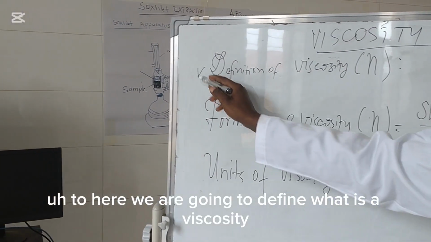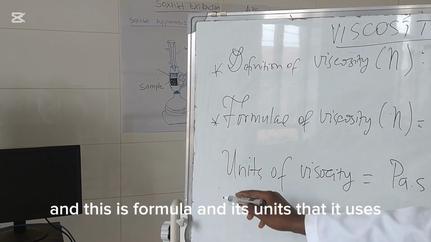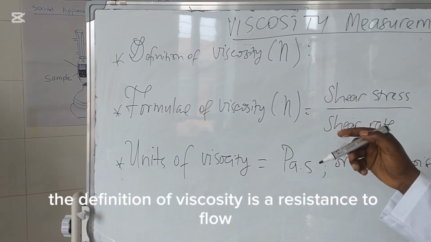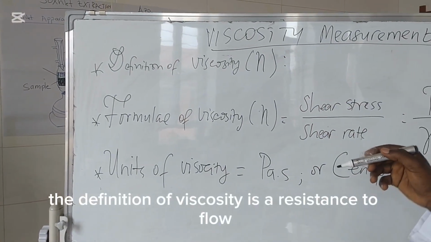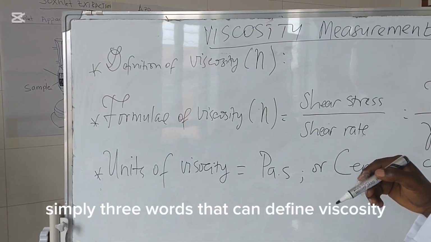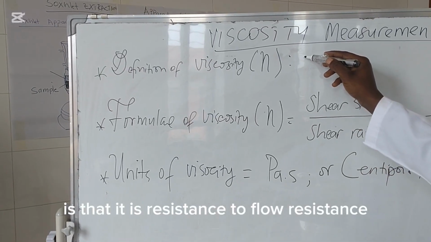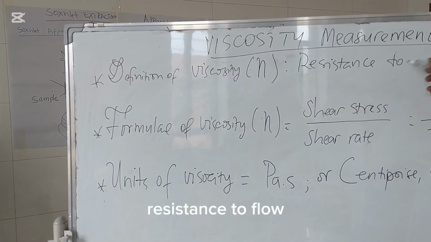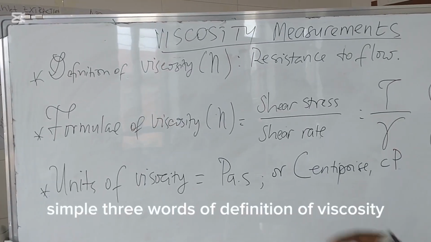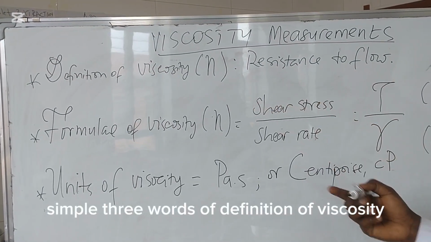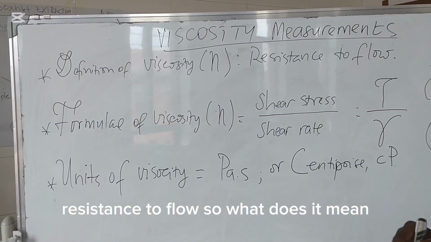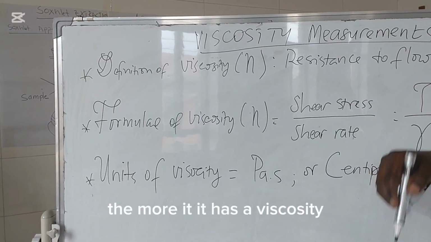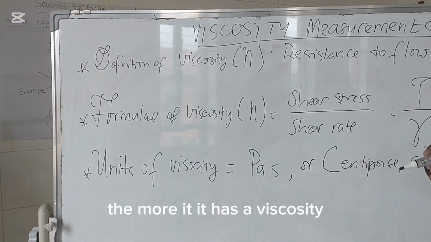Here we are going to define what viscosity is, its formula, and the units that it uses. First of all, the definition of viscosity is resistance to flow. Simply three words that can define viscosity: resistance to flow. So what does it mean? The more the liquid tends to resist the flow, the more viscosity it has.